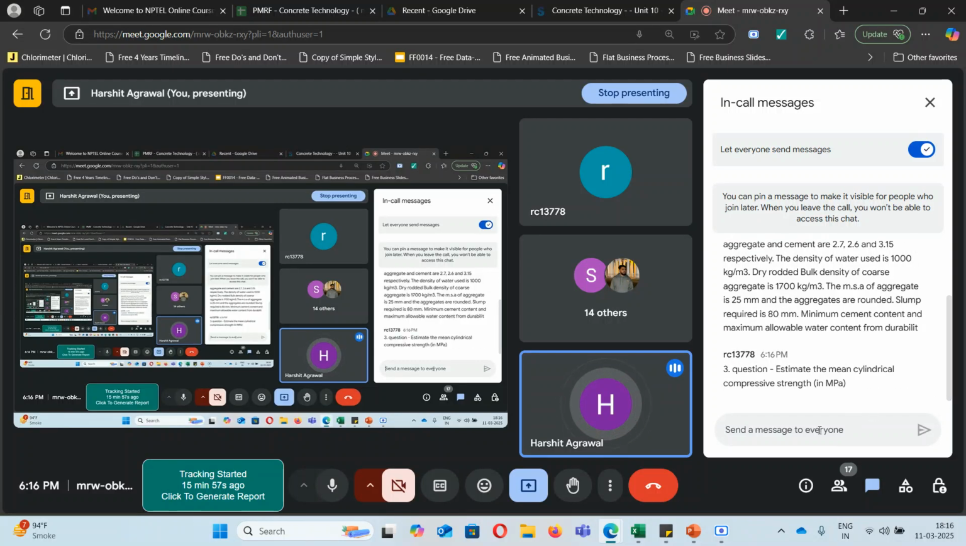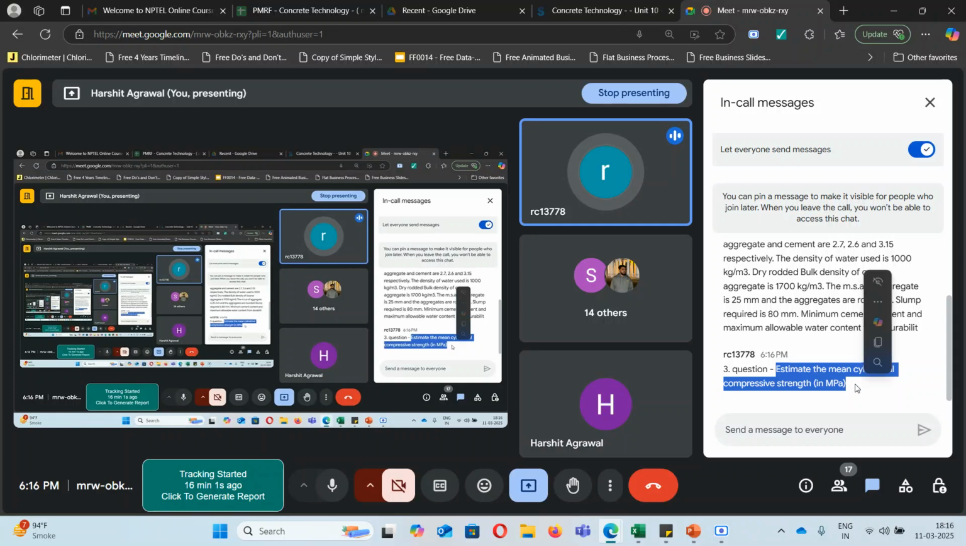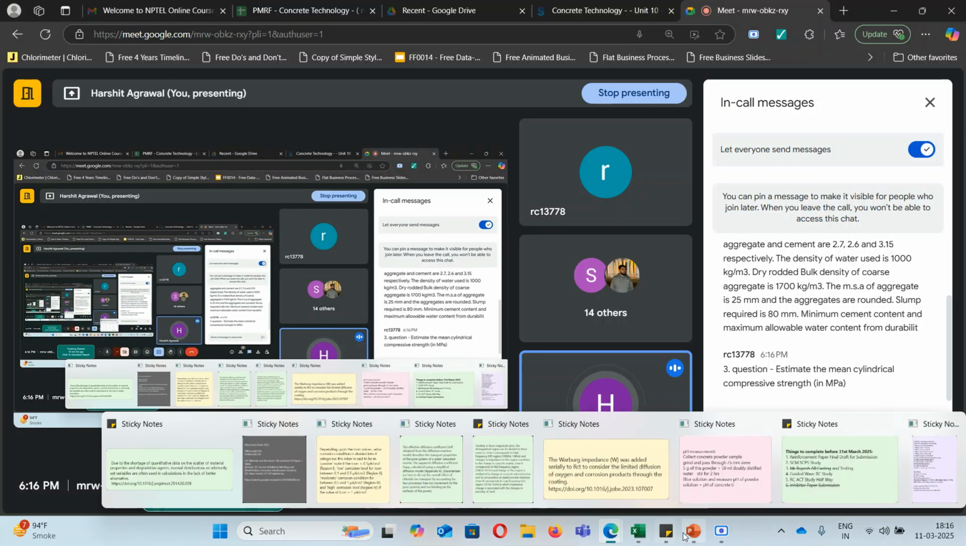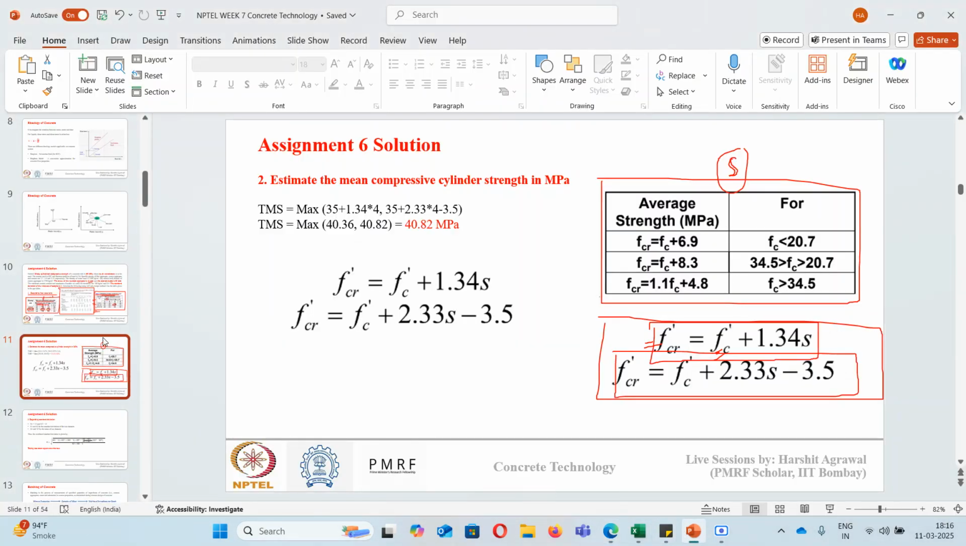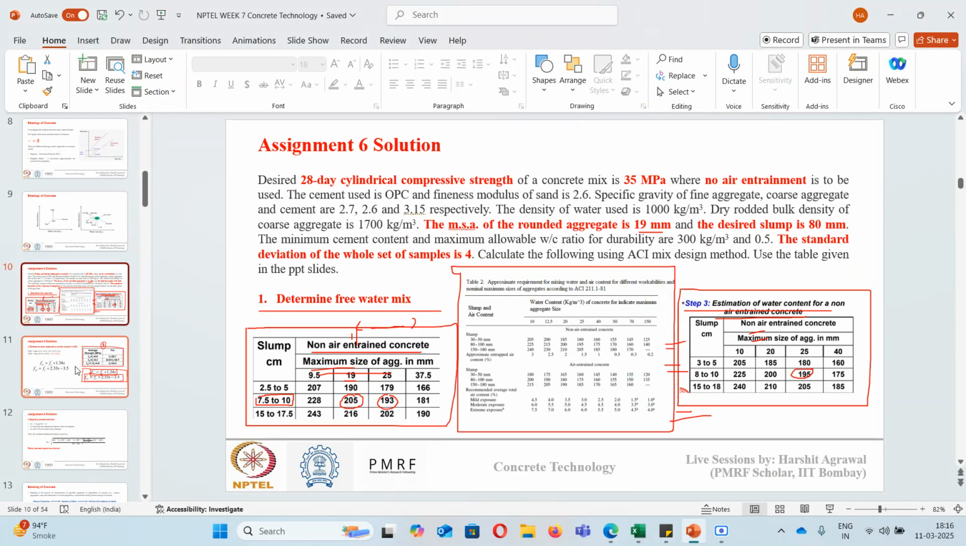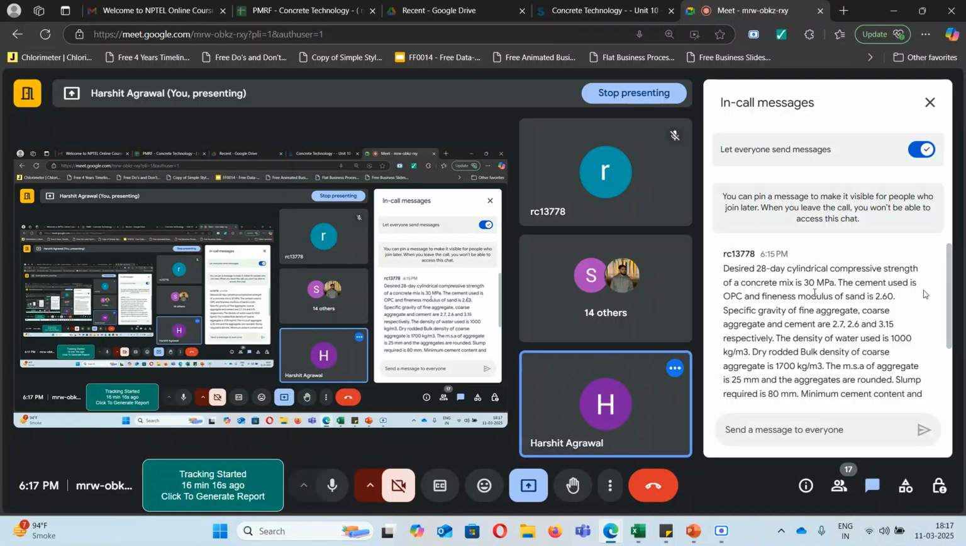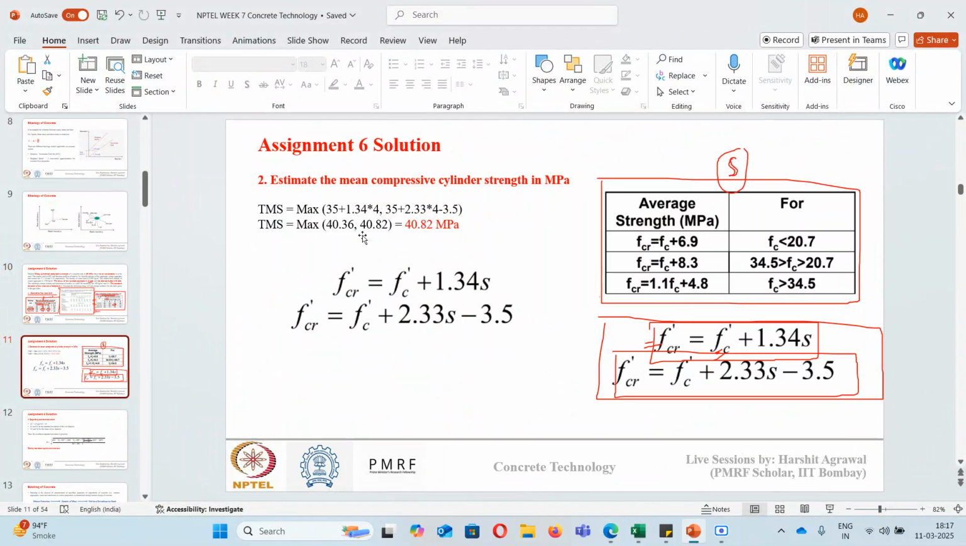And attach the second part also. This is the only one question, sir. Estimate the mean cylindrical strength. That you can do easily. Since in the question it is given directly that it is the 28-day cylindrical compressive strength, you can directly use this formula. You don't need to convert into cube and then again into cylinder.